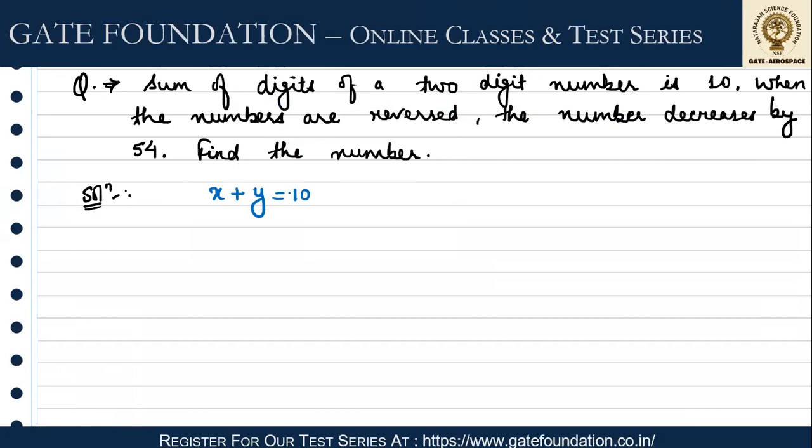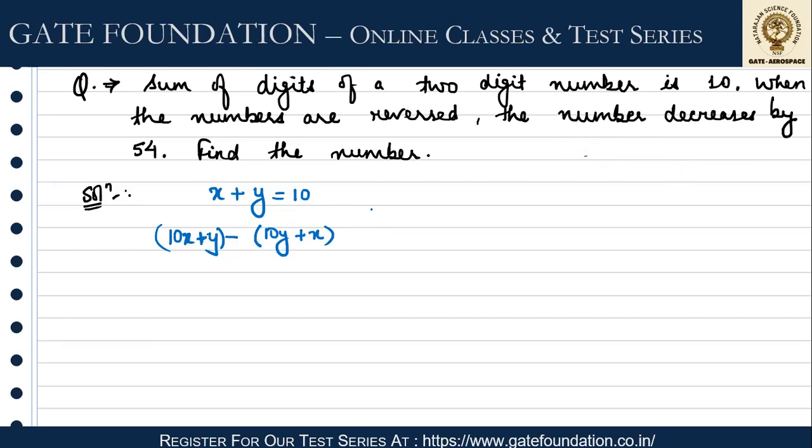When the numbers are reversed, that basically means earlier the number was 10x plus y. But when I reverse the numbers, I'll multiply 10 into y and add x. How does this go? If you have any number, let's say 27, it was 20 plus 7 earlier. Now if I reverse the digits, it becomes 72, which is 70 plus 2. So the first digit you multiply by 10, and the second digit you simply add. And when reversing the number, you are multiplying by 10 and then simply adding.